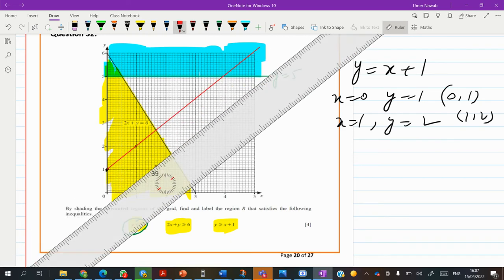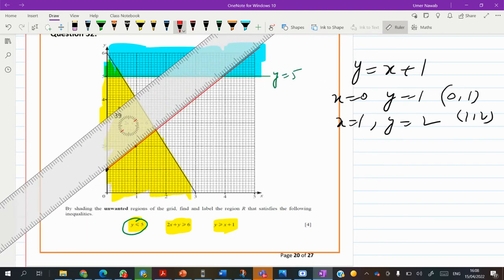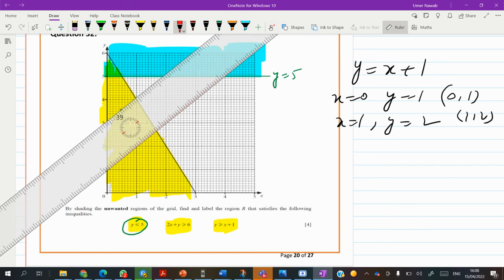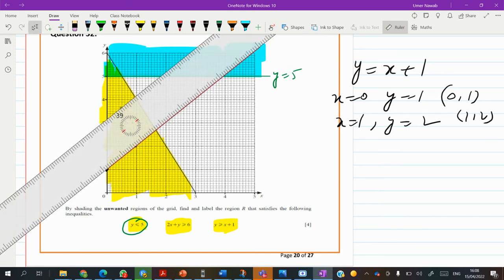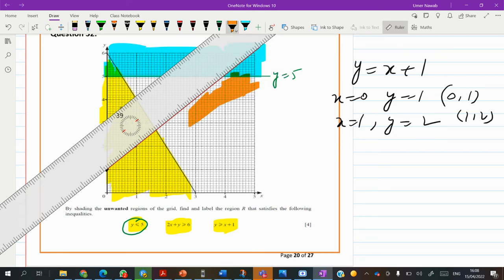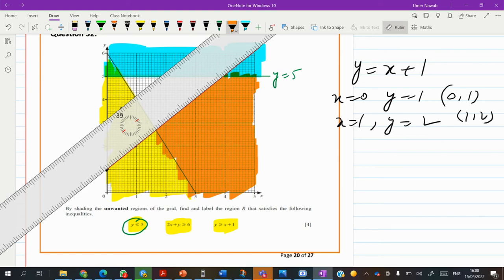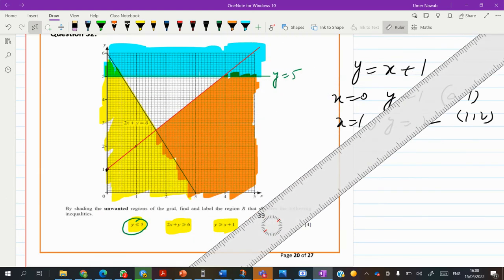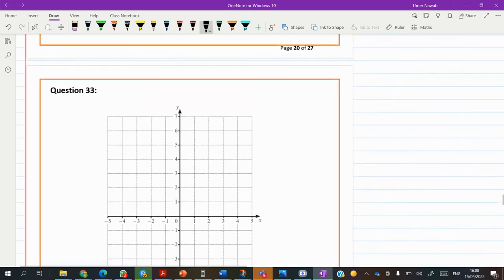Okay, guys. y is greater. The upward portion is wanted, the downward portion is unwanted. So I'm gonna just very quickly draw. So I'm shading the unwanted portion. So where is R? This is R. Done.